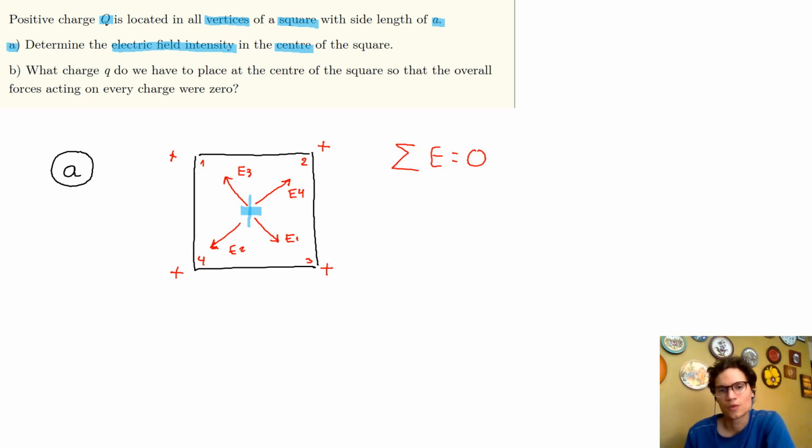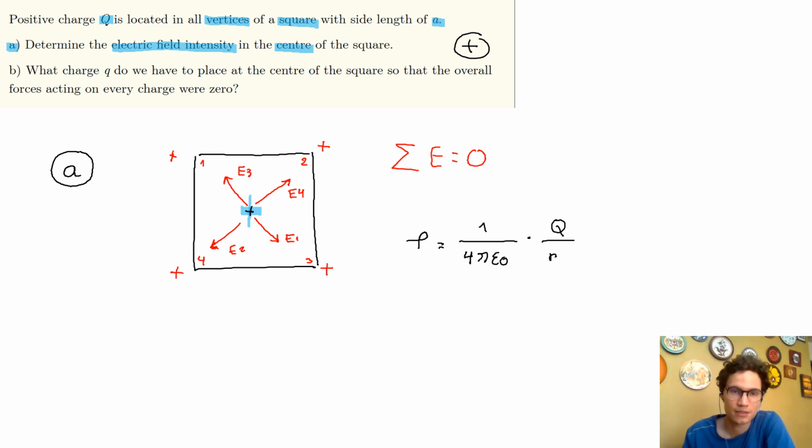But that's not all. We can also find the potential. The potential is the work that is necessary to move a charge from infinity to the given point, in this case, the center of the square. And there's a formula for that. For each of the charges, the potential will be equal to 1 over 4 times pi times this constant, multiplying the charge over the distance.